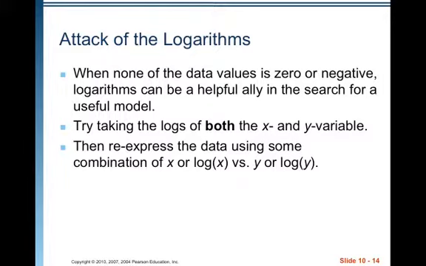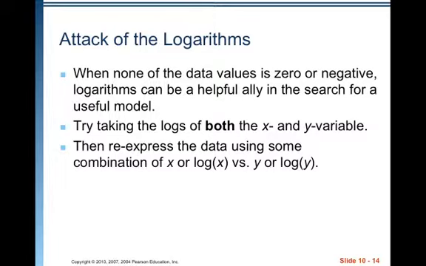Attack of the logarithms, and this is going to be really helpful whenever you are working with bivariate data. When none of the data values is 0 or negative, logarithms can be a helpful ally in this search for a useful model. Also remember, the reciprocal works sometimes. You really can't rule any of them out completely, but logarithms can be very helpful here. Try taking the common logs of both the x and y variable, or you can do natural log if you'd rather do that.